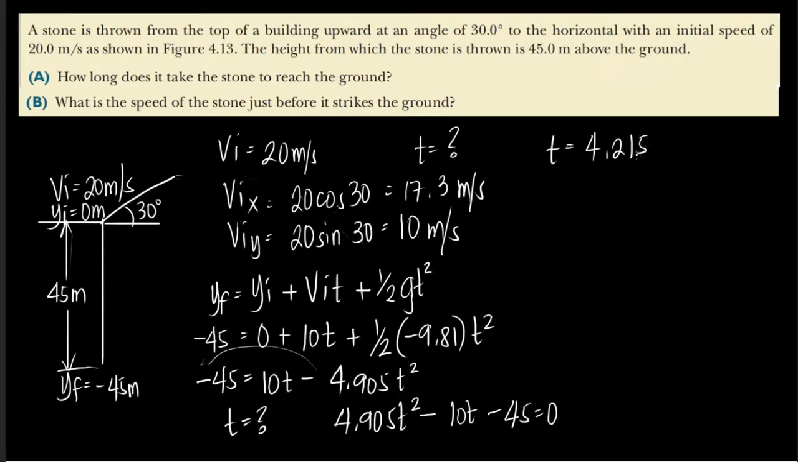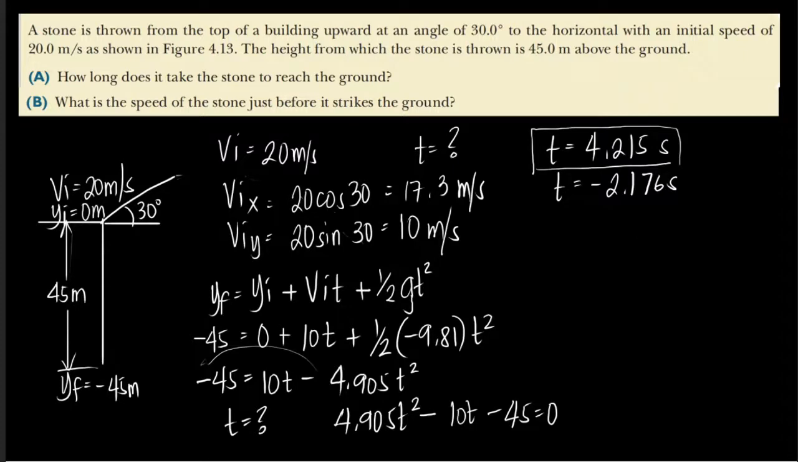4.215. The other t is negative 2.176. These are in seconds. Now, think about this. Which of the two is the believable value for time? Of course, it's the one that is positive. There is no negative time. So, the answer for letter A is this root right here. Time is equal to 4.215 seconds.